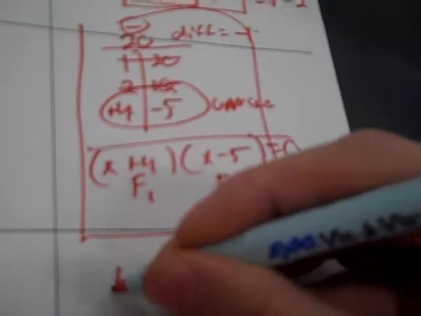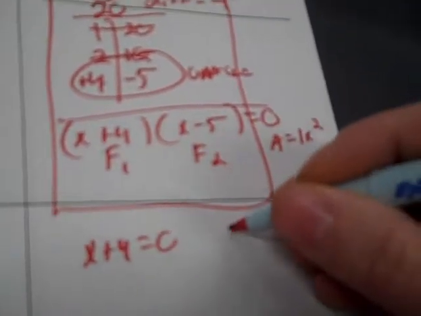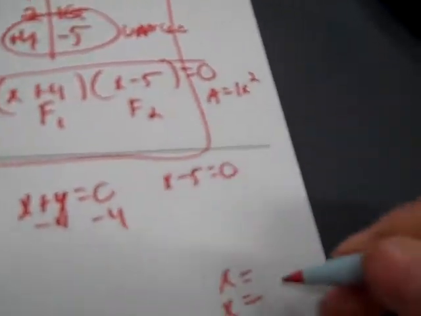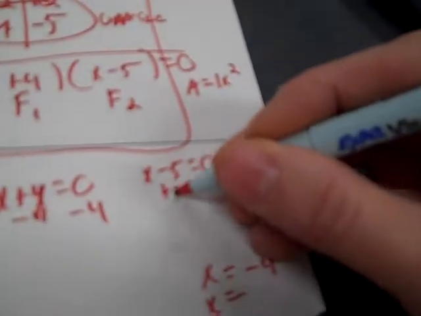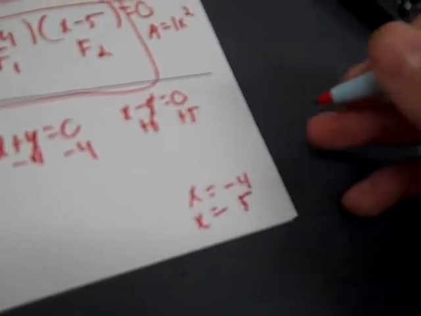Now, a is 1x to the second. A is 1, so I just make 2 parentheses. Remember, I don't care about that 2. X plus 4, x minus 5, and that's F1, that's F2. Remember, this equals 0, okay? That's why I got everything to one side. So x plus 4 is 0, x minus 5 is 0. So I take 4 away, and I get negative 4. I add 5, I get 5. Booyah.